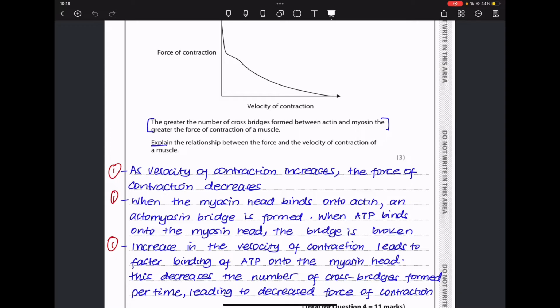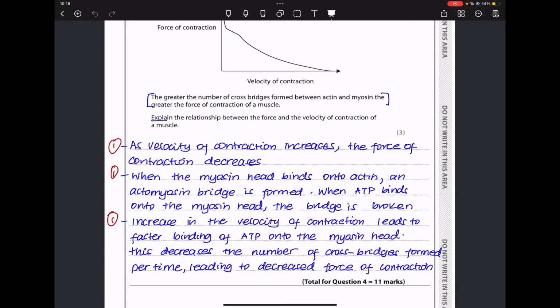So I said when the myosin head binds onto actin, an actin-myosin bridge is formed. And when ATP binds onto the myosin head, the bridge is broken. Increasing the velocity of contraction leads to faster binding of ATP onto the myosin head, and this decreases the number of cross bridges formed per time, leading to decreased force of contraction. This is going to decrease the number of cross bridges available per time. I'm not saying the speed of their formation, but available per time.